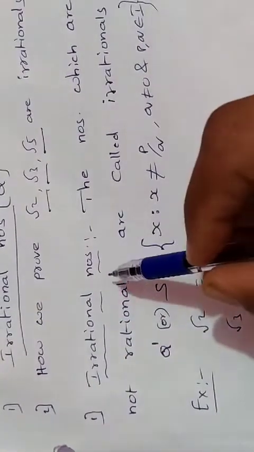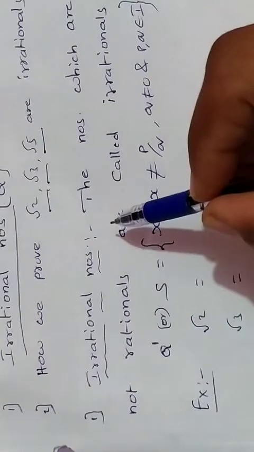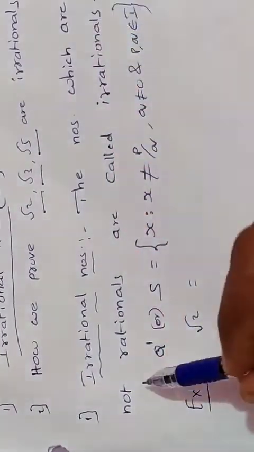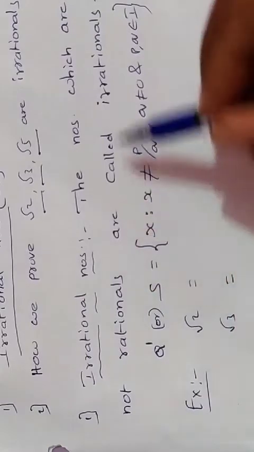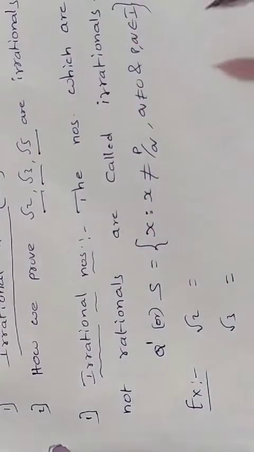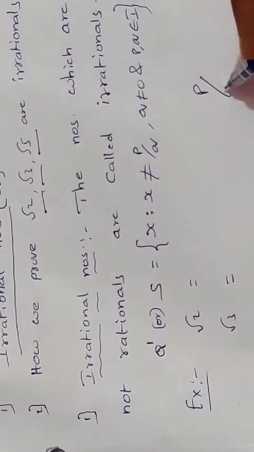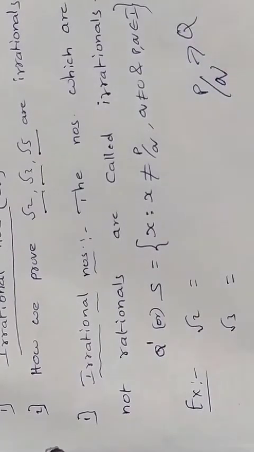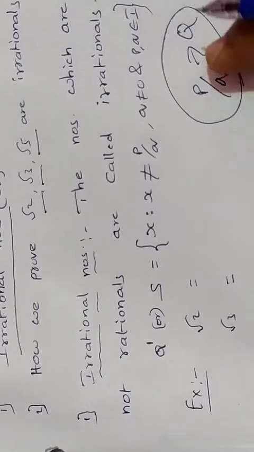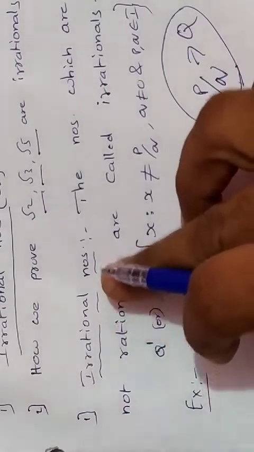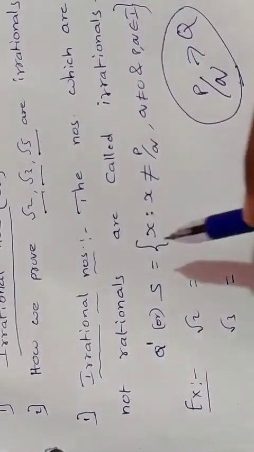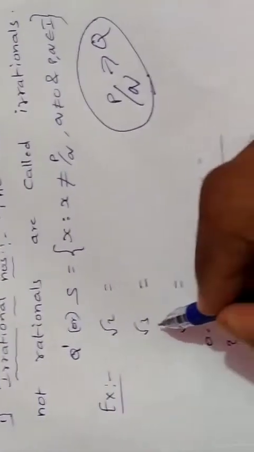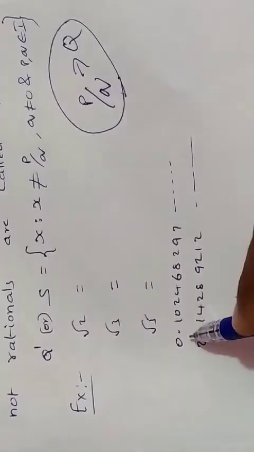So what is an irrational number? It is a very simple definition. The numbers which are not rationals are called irrationals. We know very well the numbers which are in p by q form are called rational numbers. So except these numbers, the remaining are all irrational numbers. Irrational numbers like root 2, root 3, root 5, like this. These are all irrational numbers.